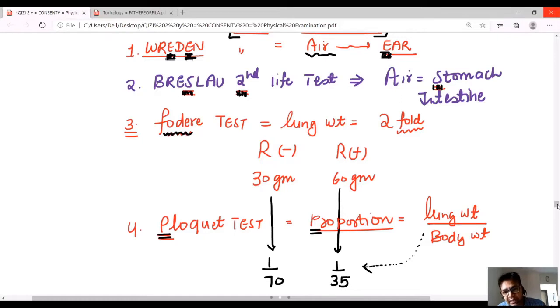After respiration, lung weight becomes twofold. That is a very simple trick: F for Fodere, F for lung weight becomes twofold. Before respiration it is 30 gram. After respiration, R plus means after respiration, it is 60 gram. The trick for all three: E for ear, Breslau air in stomach, Fodere lung weight becomes twofold. Twofold, this is very simple.